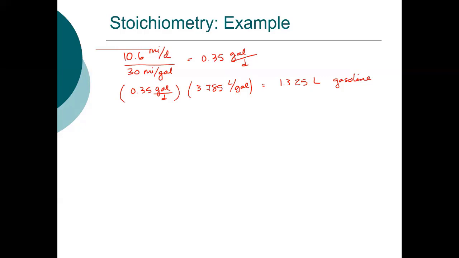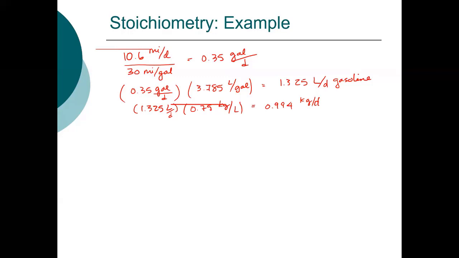I need this on a mass basis, so I'll multiply it by the density. So I have 1.325 liters, and this is really liters per day, times 0.75 kilograms per liter, and that is 0.994 kilograms per day. So that's, on a mass basis, the mass of gasoline that I'm consuming per day.